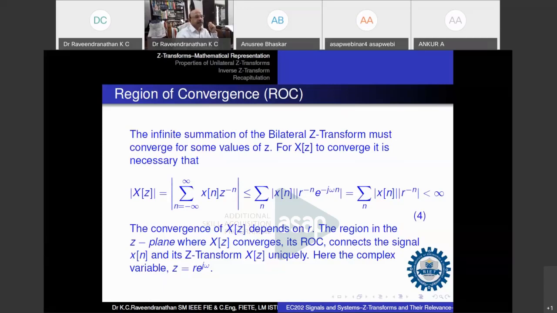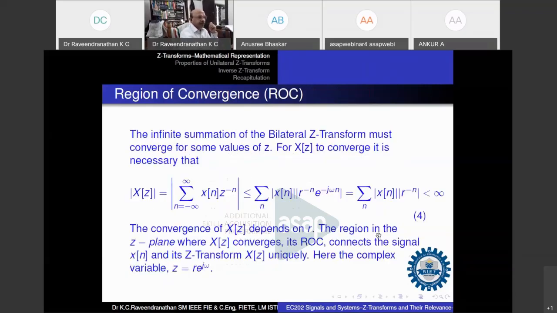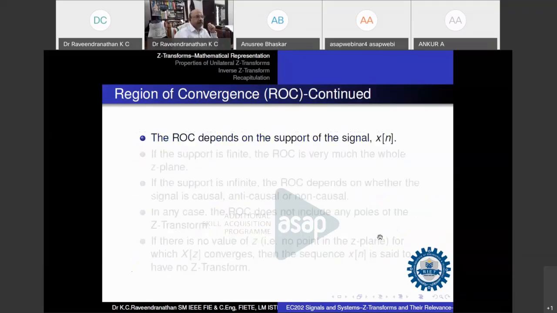Then its Z transform X(z) is defined uniquely by the region of convergence. Here the complex variable z is again r into e raised to j omega. Now let us look at the properties of region of convergence. As I said, the region of convergence depends on the support of the signal x of n, meaning the values of n for which x[n] is defined. That is precisely the support of the signal. If the support is finite, the region of convergence is the whole Z plane. That is property number 1.